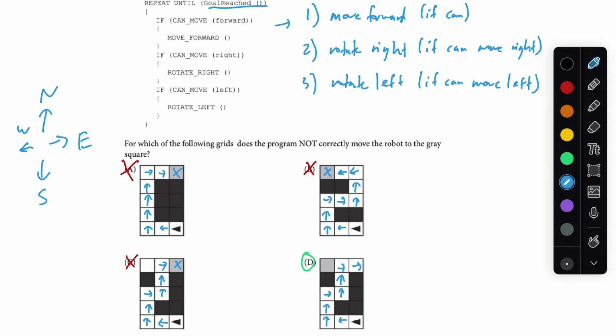And so, all right, now when we try to move right or move left, we can't do either one of those things. So we're not going to be rotating at all. We make it back up to our move forward step. We can't move forward either. There's no square in front of us. So we're actually stuck in this corner and we will never reach the goal, which is that gray square. So D is the correct answer here.